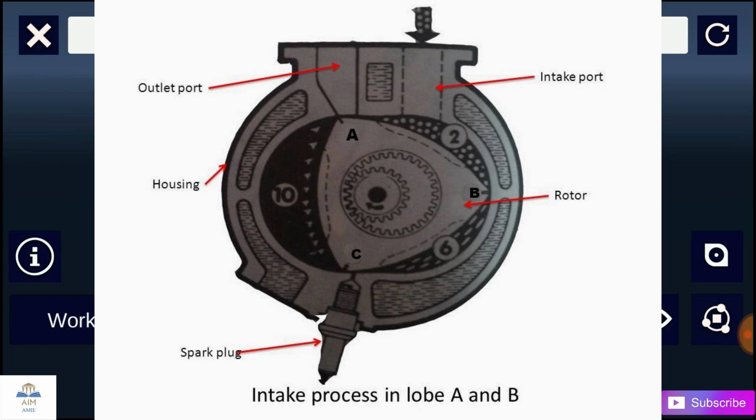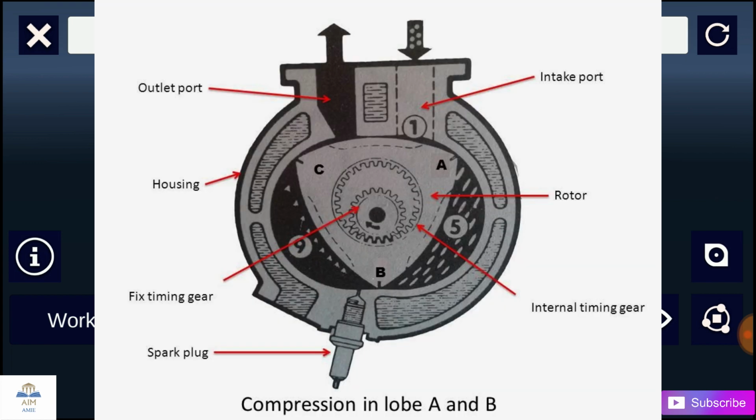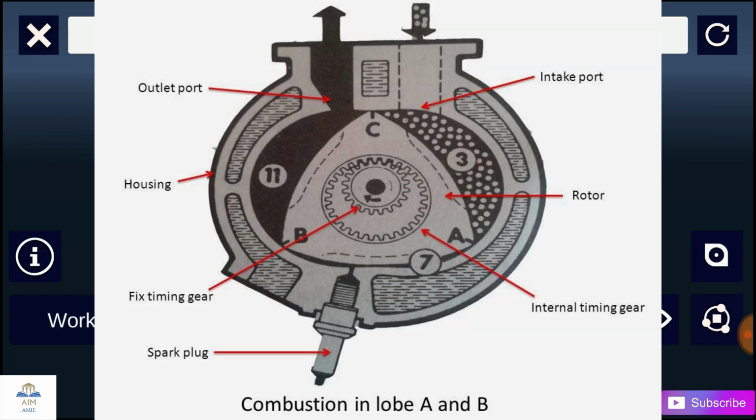The intake process is followed by the compression process. When the rotor revolves, the space between lobe A and B is greatly reduced. So the mixture between lobe A and B is compressed. Next is the combustion process. When the mixture between A and B is compressed completely, a spark is generated at the spark plug which ignites the mixture. It burns and forces the rotor to turn. It is also known as the power generating process.